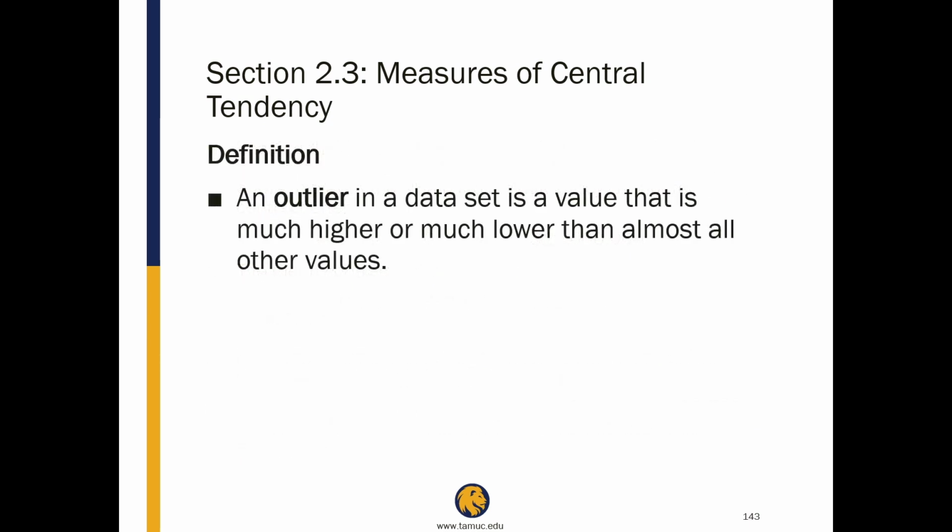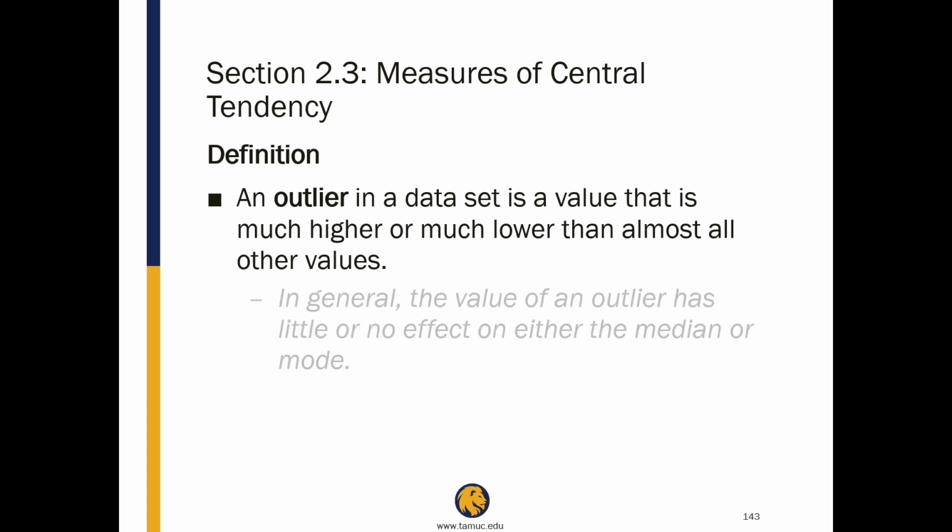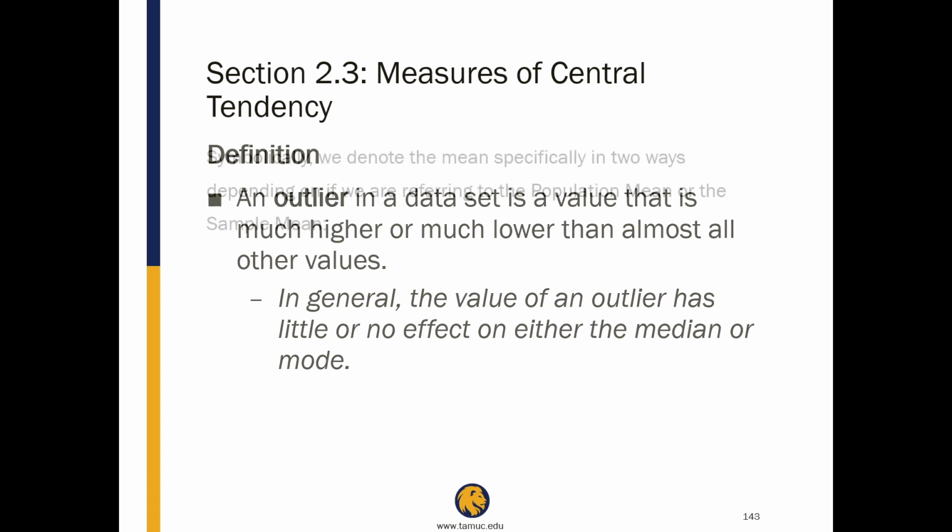So we have a definition for outlier in a data set: it is a value that is much higher or much lower than almost all of the other values. And in general, the value of an outlier has little or no effect on either the median or the mode. Because if we go back to the example before, the mode and the median would both be 0, which is more representative of the numbers as a whole.